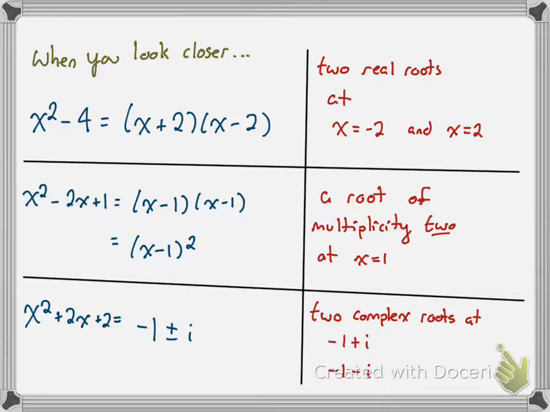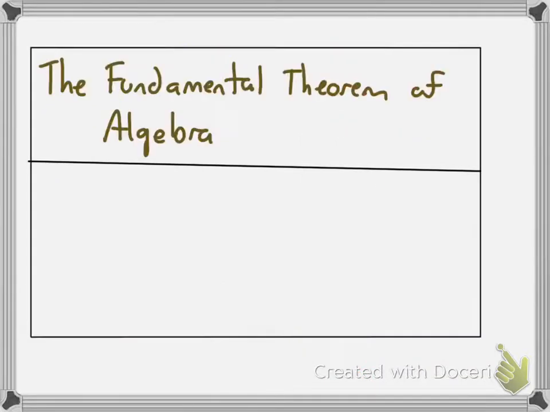The overarching theme here is that for a quadratic of degree 2, no matter what kind of equation you have or what it looks like, you either have two real roots, a root of multiplicity 2, or two complex roots, which leads us into the overall theme of the fundamental theorem of algebra.